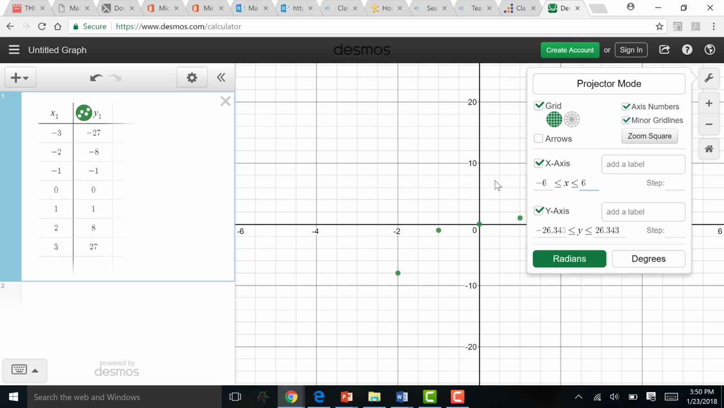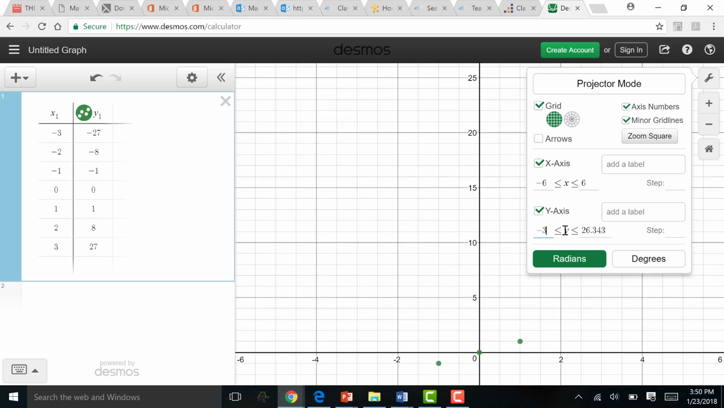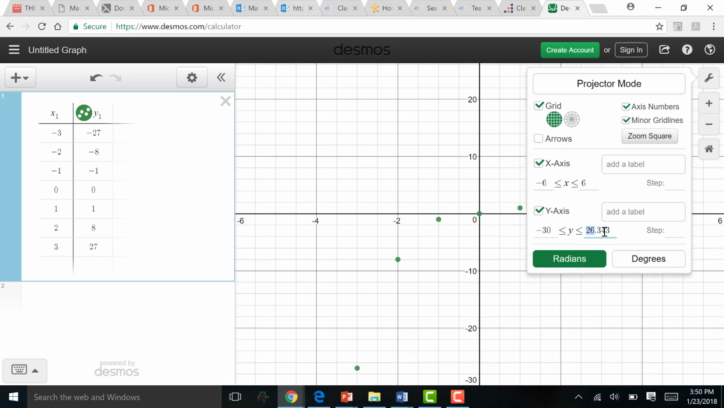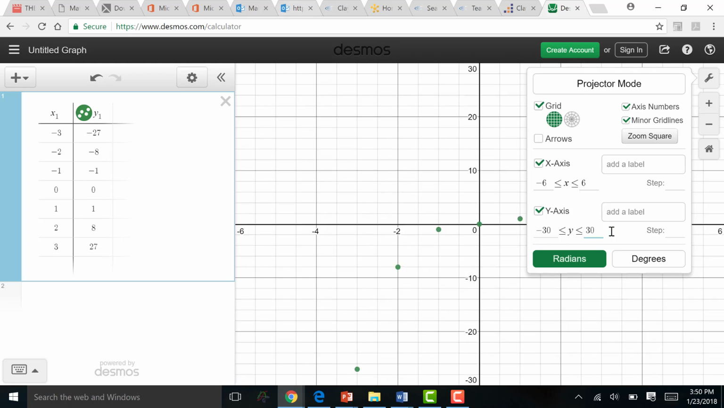Now, let's do the y-axis. What's my smallest y value? -27. What's my largest y value? What do you think I should make my y-axis be? I would do the -30 to 30. So you put those numbers in here. That's a -30 and a +30. Alrighty. If you click off of it, it'll leave those.